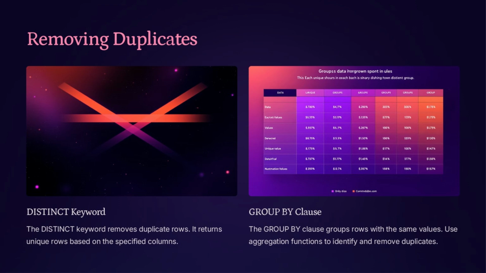The distinct keyword is a powerful tool for removing duplicate rows from your data. It looks at the specified columns and returns only the unique values, eliminating any duplicates. The group by clause is another great way to identify and remove duplicates. By grouping rows with the same values together, you can then use aggregation functions like count or sum to find and remove duplicates. Both distinct and group by are essential techniques for data cleansing and ensuring the integrity of your data. They allow you to quickly and easily remove unwanted duplicate information. Understanding how to effectively use these SQL features will make your data analysis and reporting much more accurate and reliable.